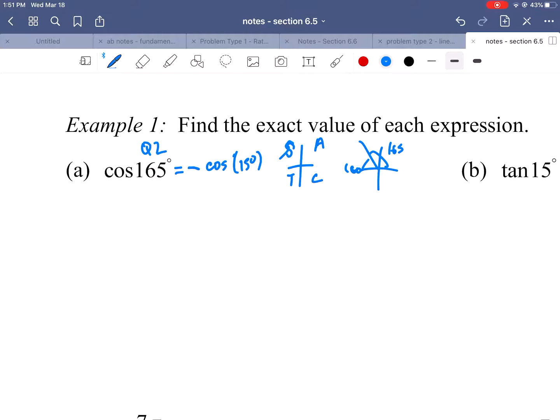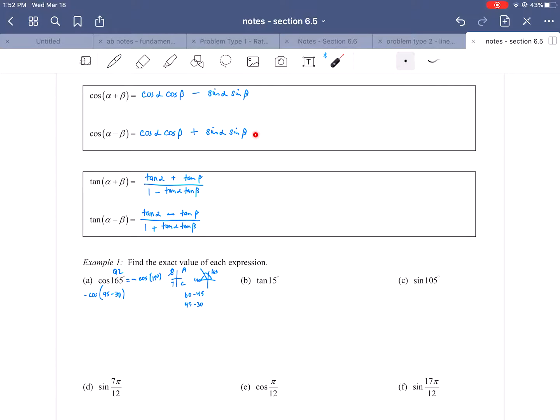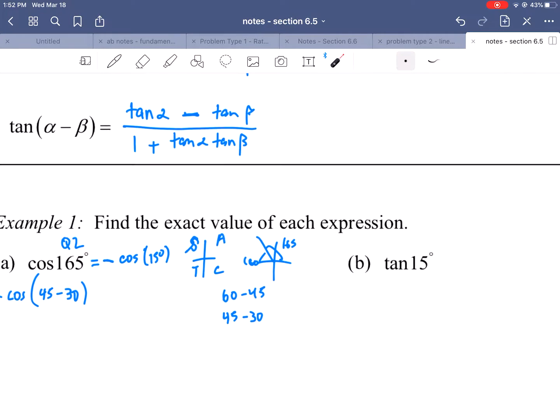Now I need to figure out how I'm going to get 15 degrees from the three angles that I know, that would be 30, 45, and 60. There are actually two options here. You can either do 60 minus 45, or you could do 45 minus 30, and either way you're going to end up at 15. That call is yours. You can do whatever you want for this. What we're going to do here is rewrite this as negative cosine of, I'll just do 45 minus 30. Now we're ready to go using our cosine of a difference formula, which is back up here. Cosine of A minus B is the one that we're going to use for this particular problem.